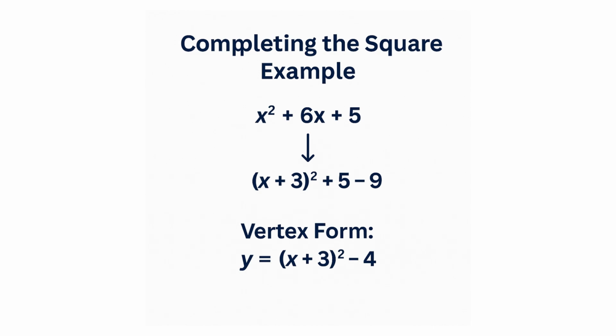Now the quadratic becomes x squared plus 6x plus 9 minus 9 plus 5. The first three terms form a perfect square, so we can rewrite them as (x plus 3) squared. The remaining constants combine to give -4. So the final expression becomes (x plus 3) squared minus 4. From here, the vertex is easy to read: (-3, -4). This example shows how completing the square turns the quadratic into a form that is extremely easy to interpret.